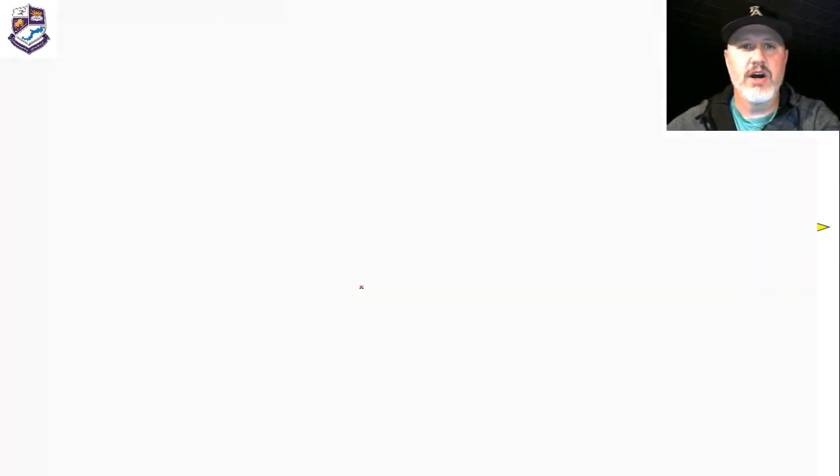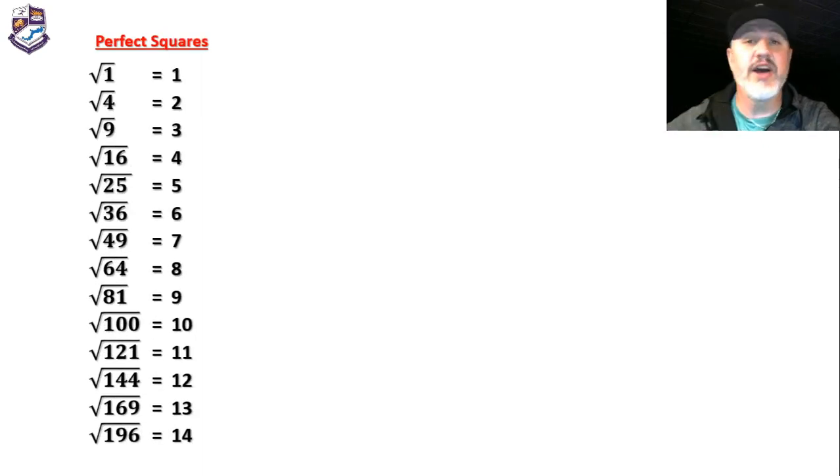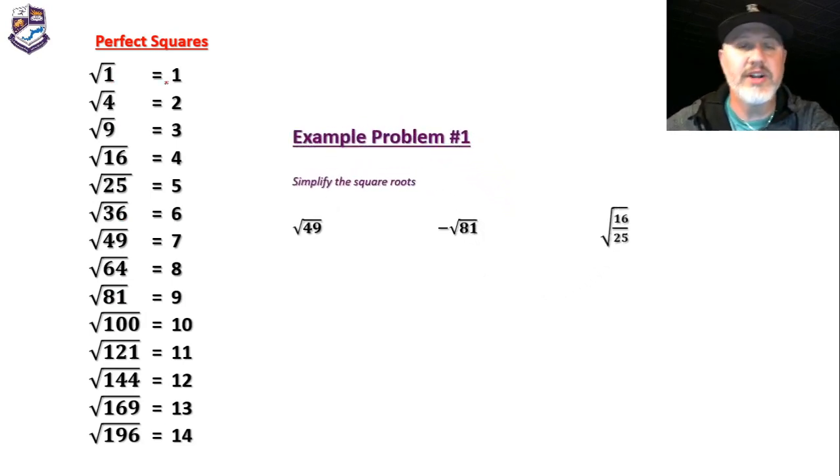Okay, so let's look at this chart. This is just here to help you. These are called the perfect squares, the numbers over here, because I get whole numbers. Those are the lengths of the sides of the square. So here are some example problems. Let's look at example problem number 1.